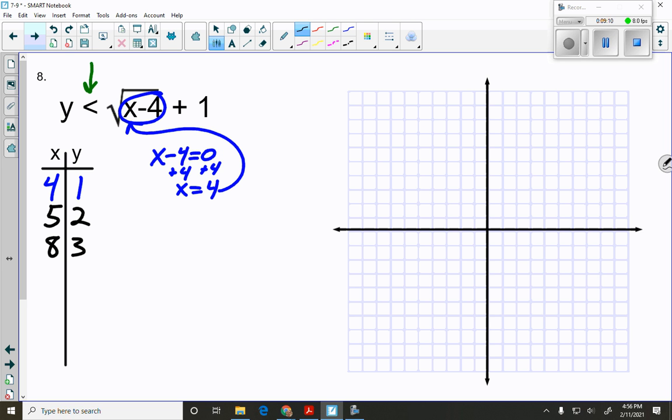Now, I would keep on going, but my graph only goes till 10. So I'm going to be off the graph pretty quick. So my starting point is over 4, up 1. And then after that, it is over 5, up 2, over 8, up 3. And then I got to take a look. Is there an equal bar on this? If there is, I'm just going to connect it with a solid line. If there's not, I need a dotted line. So don't forget about dotted lines, solid and dotted.